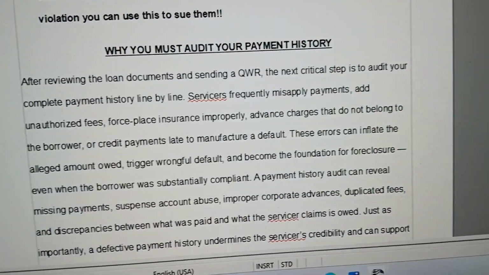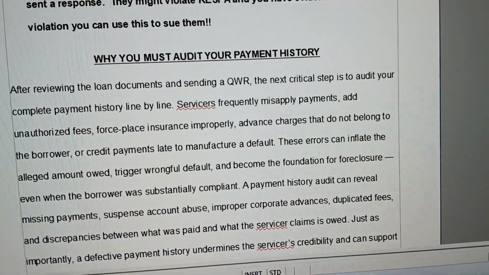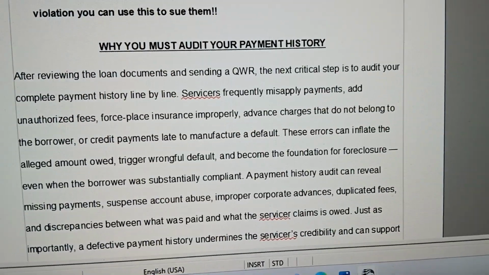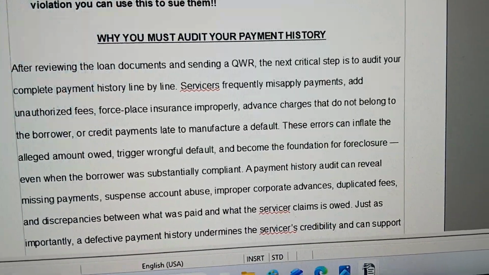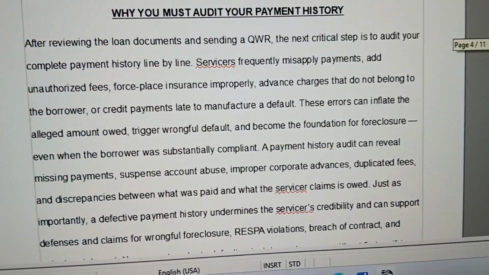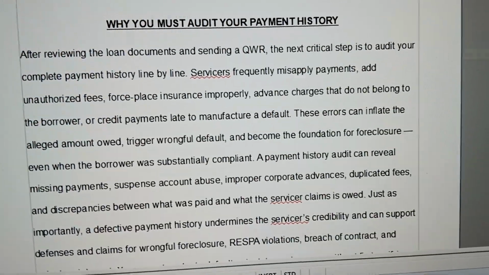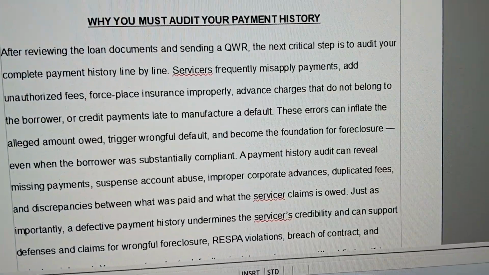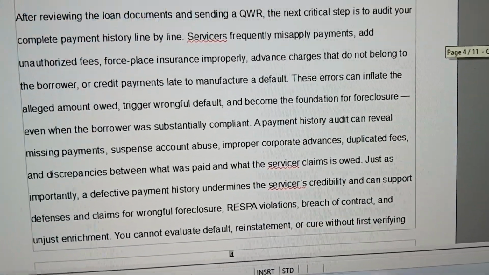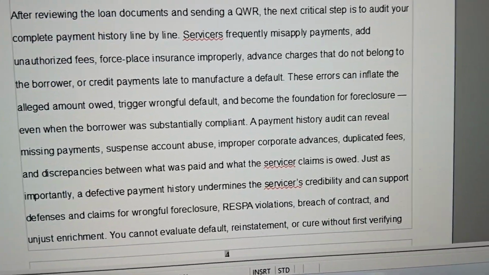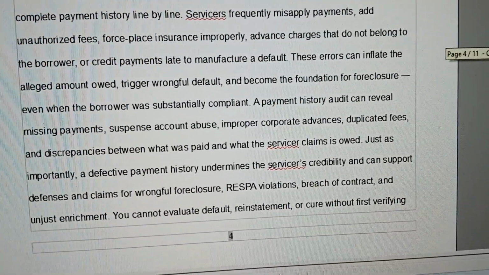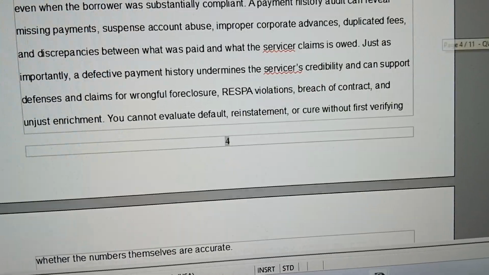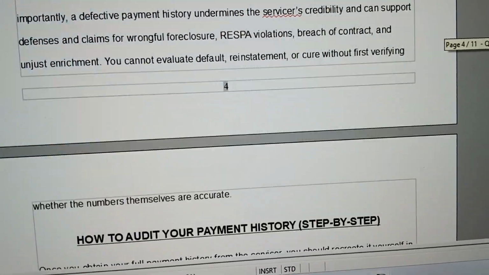A payment history audit can reveal missing payments, suspense account abuse, improper corporate advances, duplicated fees, and discrepancies between what was paid and what the servicer claims is owed. Just as importantly, a defective payment history undermines a servicer's credibility and can support defenses and claims for wrongful foreclosure, RESPA violations, breach of contract, and unjust enrichment. You cannot evaluate default, reinstatement, or cure without first verifying whether the numbers themselves are accurate.